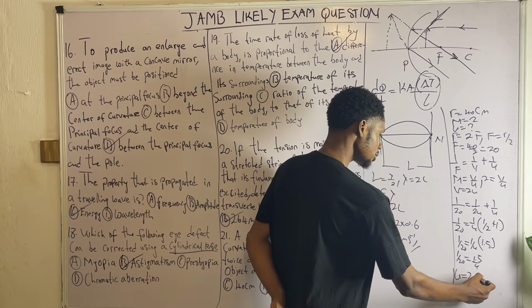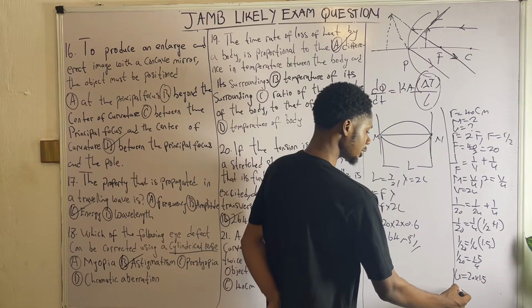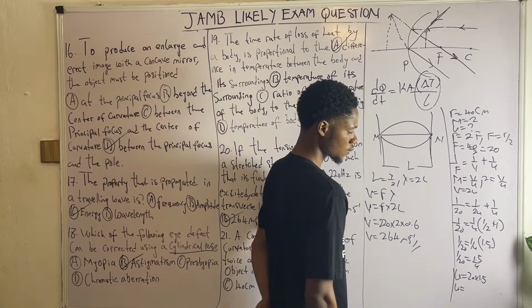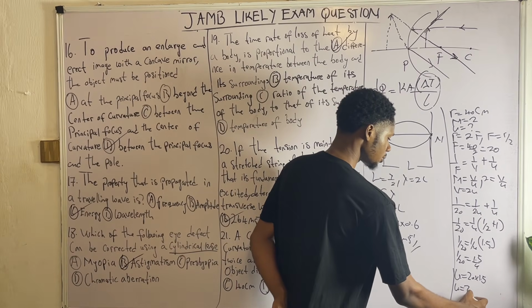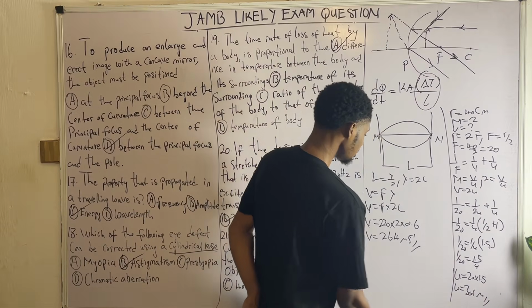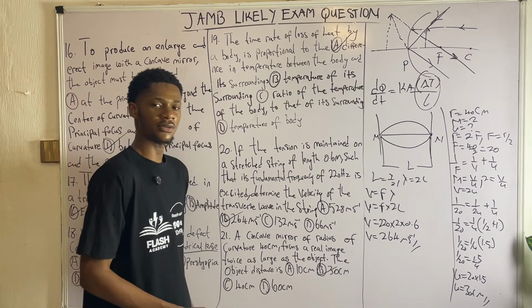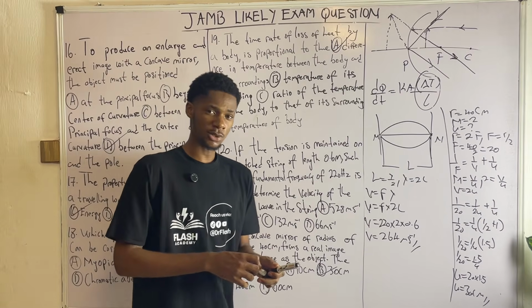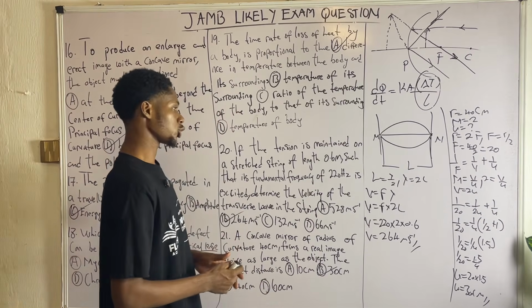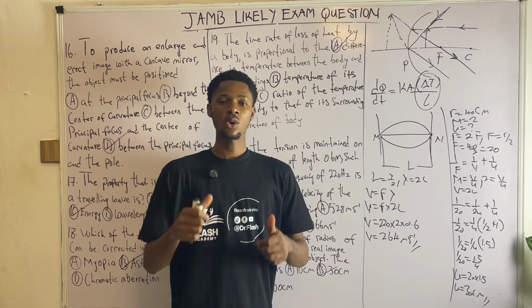Hence U will be equal to 20 times 1.5. What will your answer be? That should be 30 centimeters. Which option is that? Option B. Very, very easy. So that is how a problem like this is solved. There's always more to learn. Let's take the next set of questions.